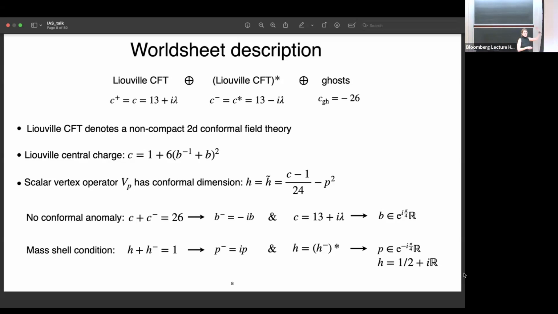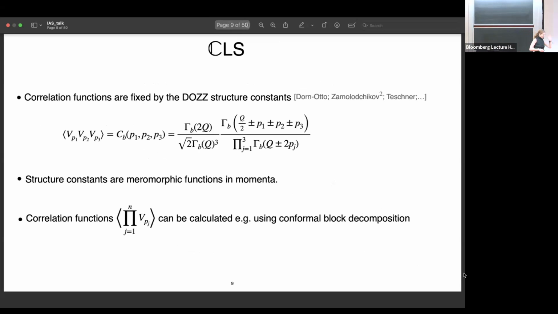Right, so this is the complex Liouville string as a worldsheet theory. What is incredibly remarkable about Liouville theory, and the reason why there are lots of studies of Liouville theory, is that Dorn, Otto, Zamolodchikov, Zamolodchikov, and Teschner have solved Liouville theory, in the sense that they have found the structure constant of Liouville theory. If you take these vertex operators and calculate the three-point function, you get this C_B over here, which is known as the DOZZ formula, the structure constant of Liouville theory.